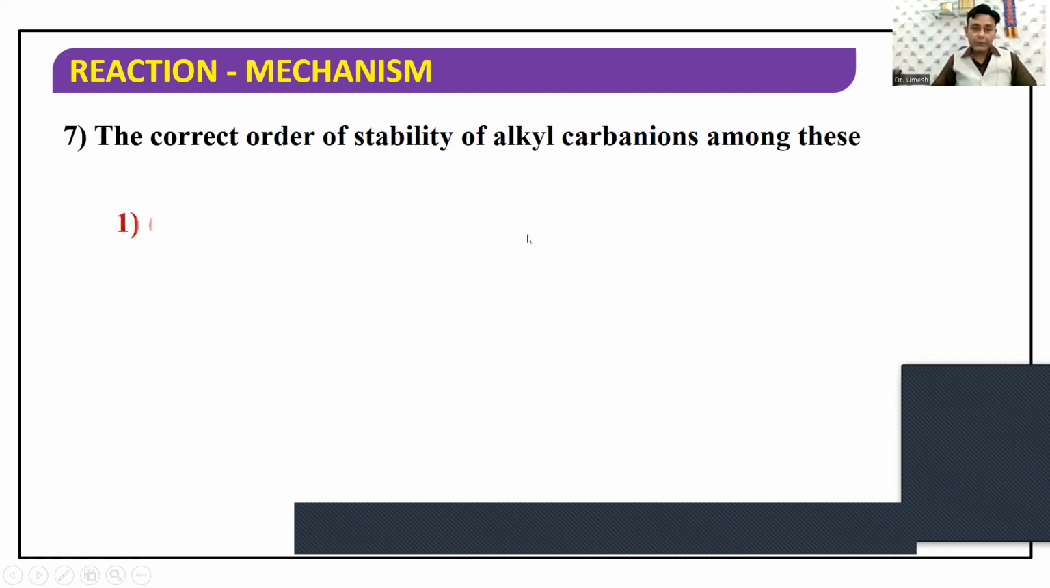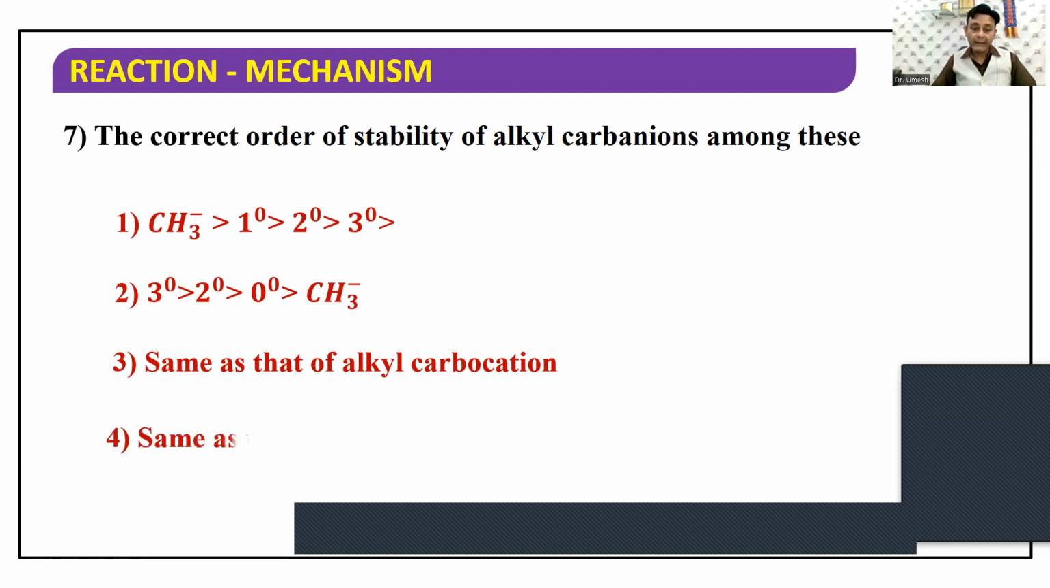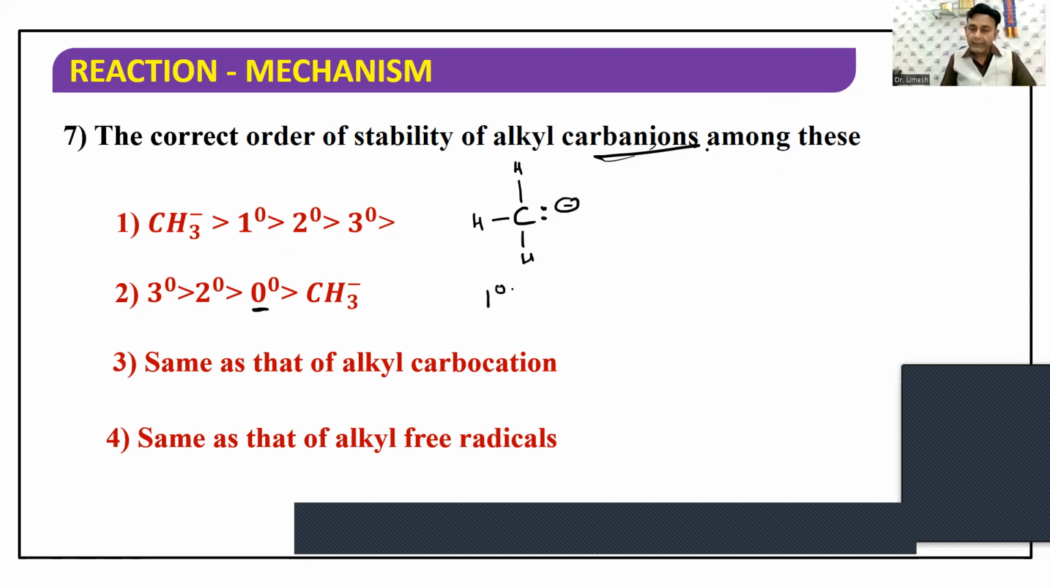So let us discuss another question here. The correct order of stability of the carbanions among these. The options given to us are methyl, primary, secondary, and tertiary carbanions. So let us understand here. This is a 0 degree carbanion, nothing attached. This is a carbanion we call a primary carbanion, or 1 degree carbanion.